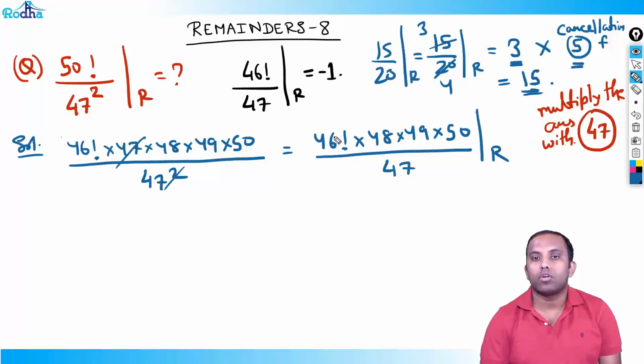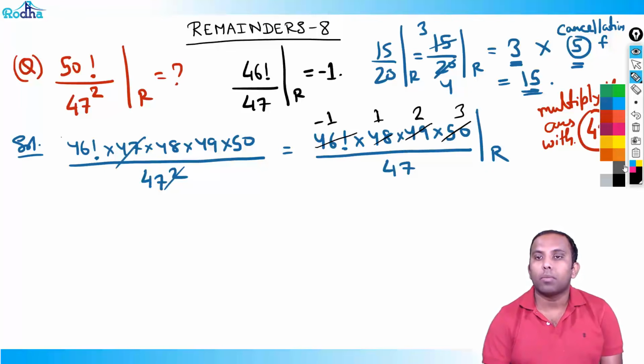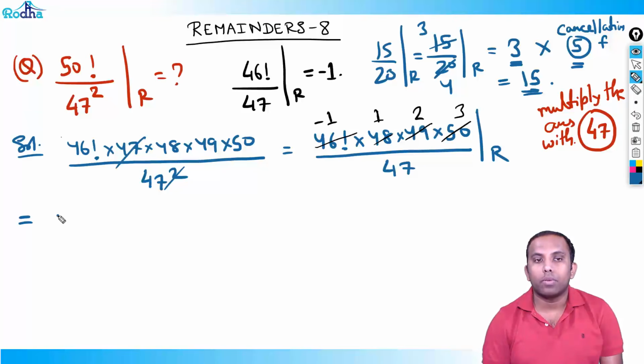This we need. Now I know that 46 factorial by 47, the remainder is minus 1. 48 by 47 is plus 1, 49 by 47 is plus 2, 50 by 47 is plus 3. So how much does it come to? It comes out to be minus 1 into 1 into 2 into 3, which is minus 6. If the remainder is minus 6 and the denominator is 47, I can write the remainder as 41.